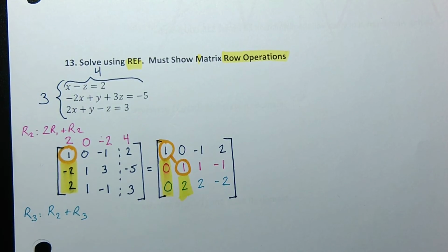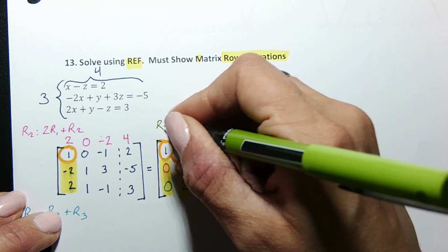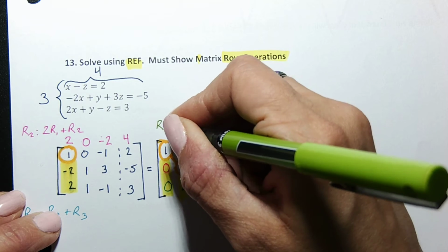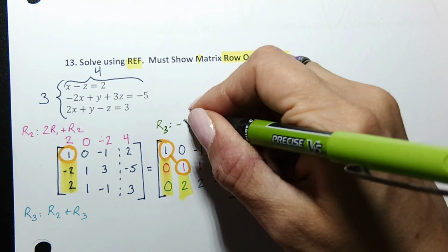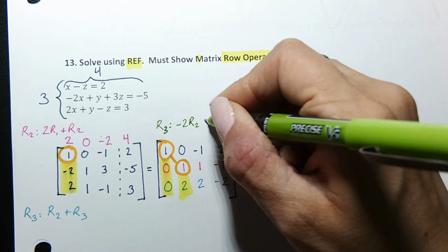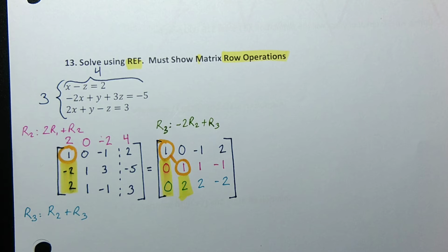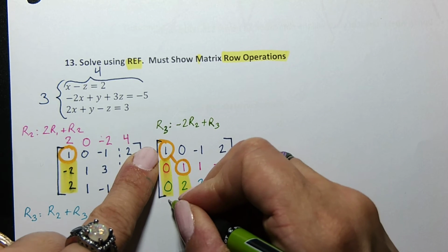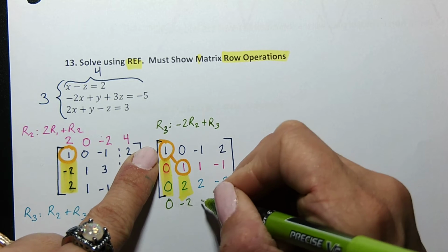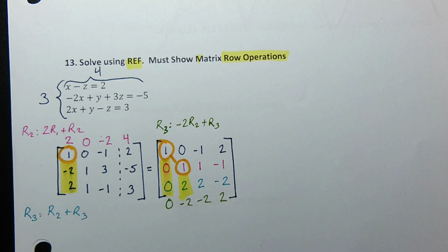So what can I do to row 2? We're going to replace row 3. And what are we going to replace it with? Negative 2 times row 2 plus row 3. So negative 2 times row 2 would be 0, negative 2, negative 2, and 2.